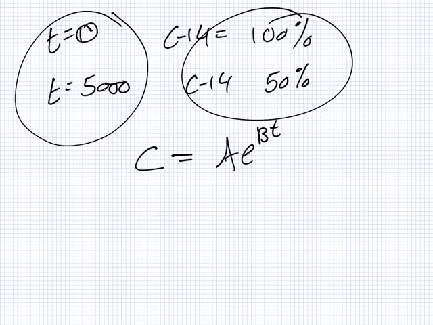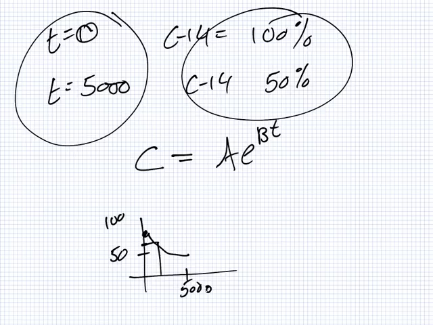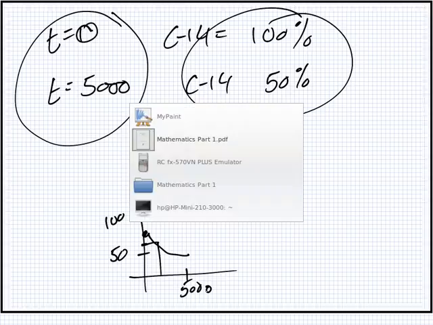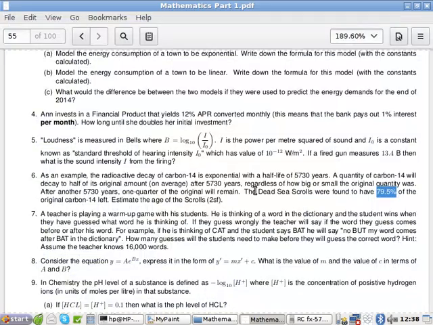So the answer should be somewhere between 0 and 5,000. Because it starts off with 100 and decreases to 50 after about 5,000 years. So if you're at 80%, then you're probably around about 2,500, something like this. I think you can do this. At least I hope you can, because this is what you get in the exam. So I'll give you a minute to try it before I do it. Number 6, please.